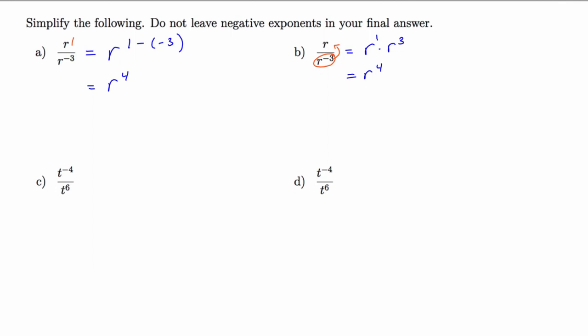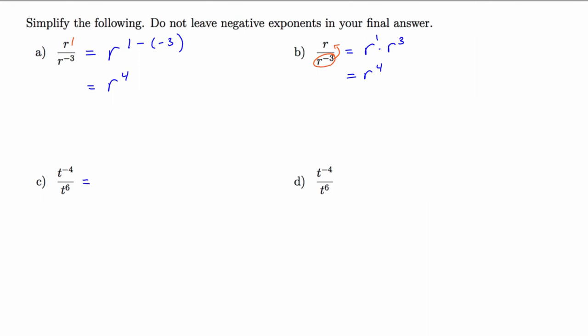Both approaches give you the same result. Both approaches are completely correct. You need to figure out which one makes more sense to you and go with that approach. We'll now work with C and D. C and D are the same expression, but we'll approach them using the two different ways.